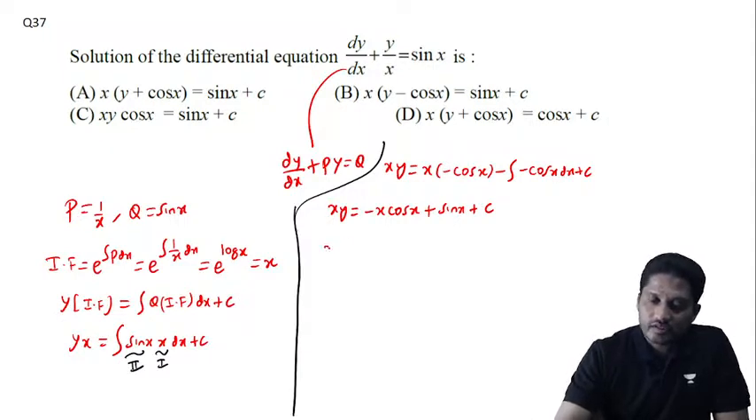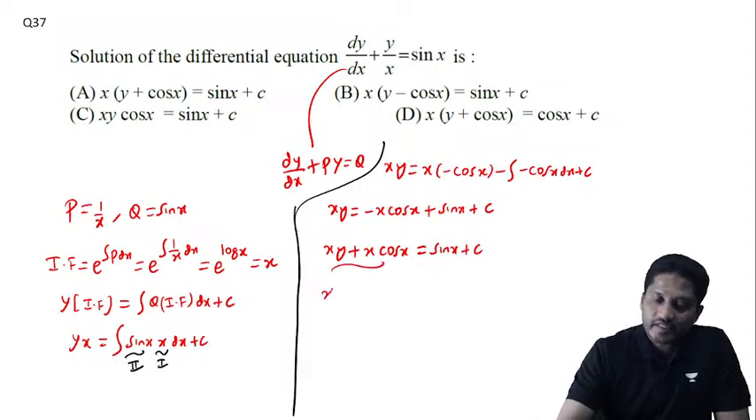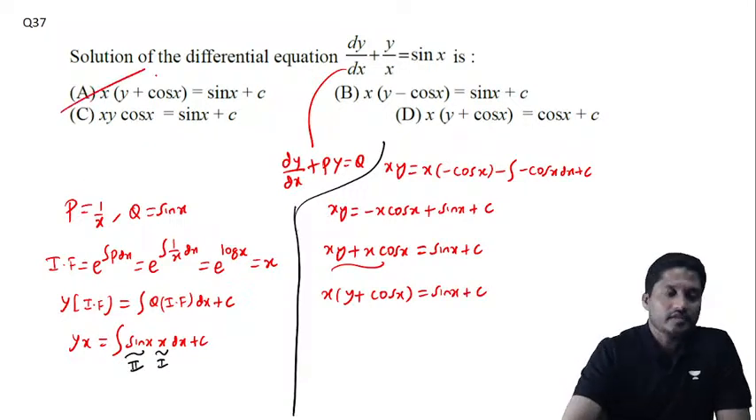So this is x into y plus x into cos x. It should be first option only. Is equal to sin x plus c. Here if I take x common, you will get y plus cos x is equal to sin x plus c. First option.